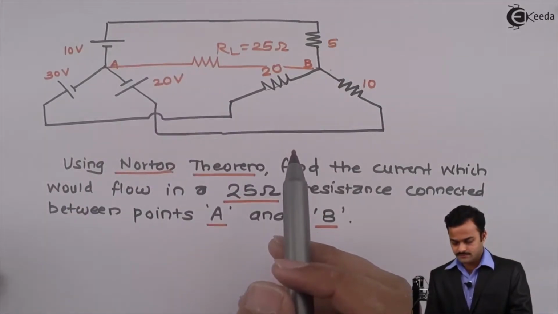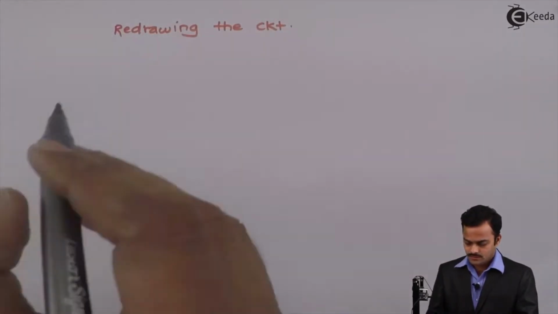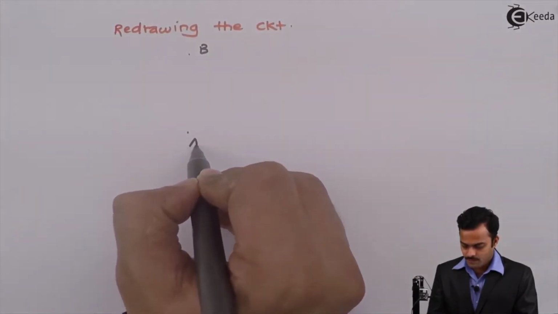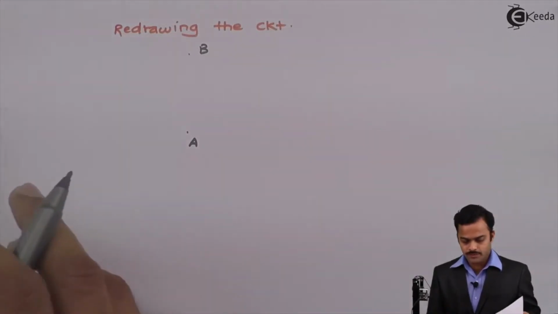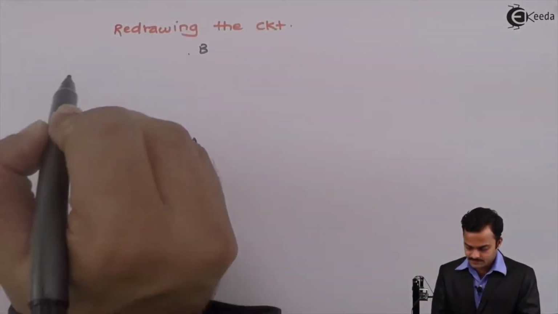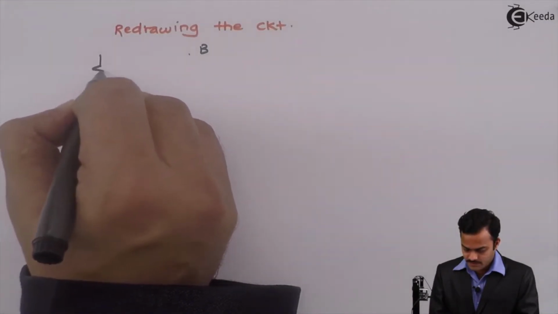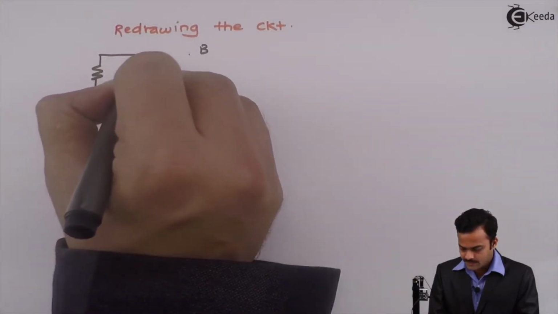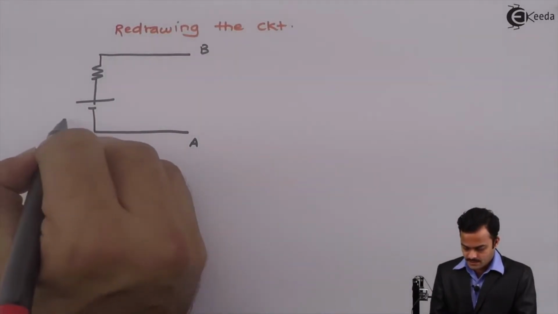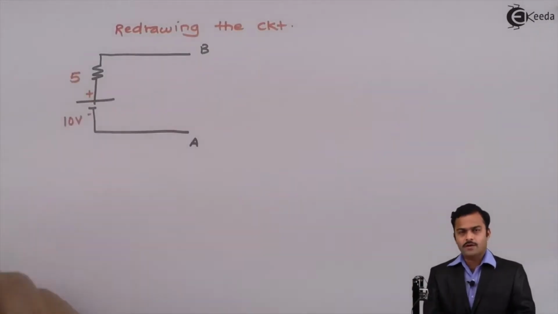Let's redraw the circuit. So first of all, I will mark A and B points. So suppose here I consider a point B and here point A. So from A to B I am having a voltage source and a resistance. So the circuit will be like this. I am having a voltage source in series with a resistance, and that is connected between points A and B. So the first branch is of 10 volt as a voltage source and a resistance of 5 ohm.